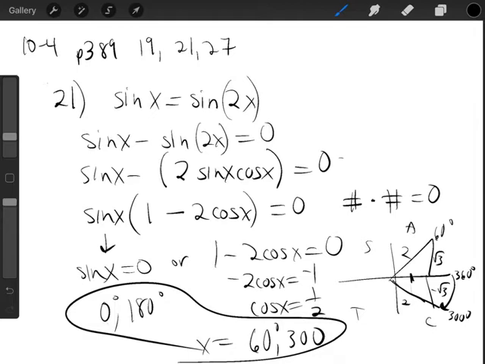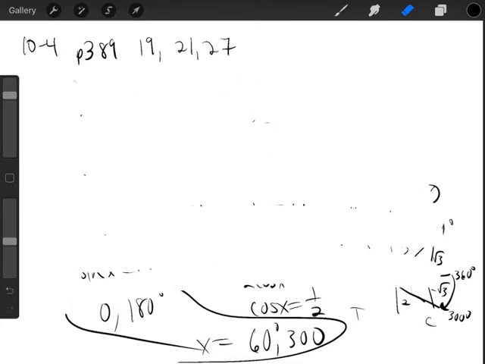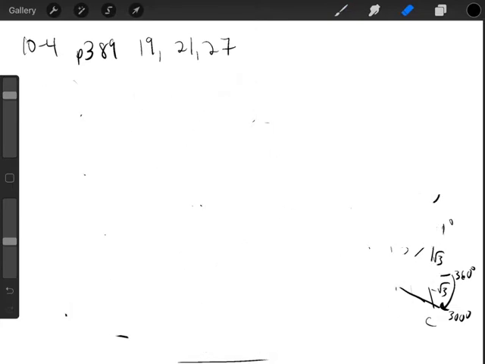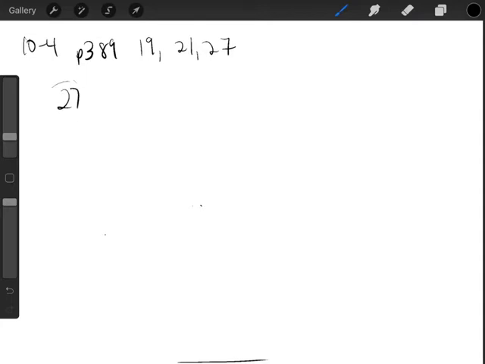Again, pause that, look at it, try it over again from scratch, see how you do. And 27. 27, this problem is, I believe, in radians now.